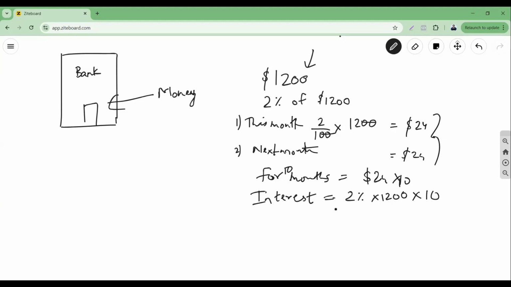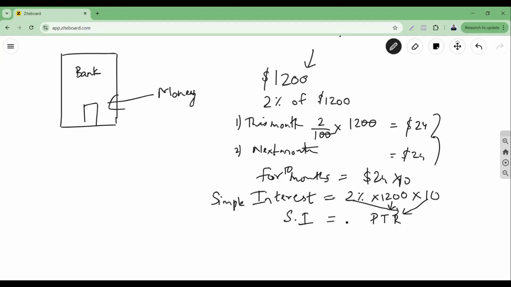And because the calculation is so simple, it is called simple interest. Now, how do you calculate the simple interest? The amount that you gave as a loan to your friend is called the principal. And the time period for which you gave it is represented by T. So this is the principal amount, this is the time period, and this is called the rate of interest.